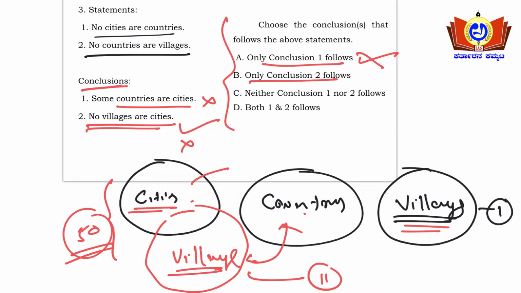Only conclusion 2 follows. It's a probable chance, 50-50 chances are there. Hence, only conclusion 2 follows cannot be ascertained, my friends. It can be deleted here. Neither conclusion 1 nor conclusion 2 follows.